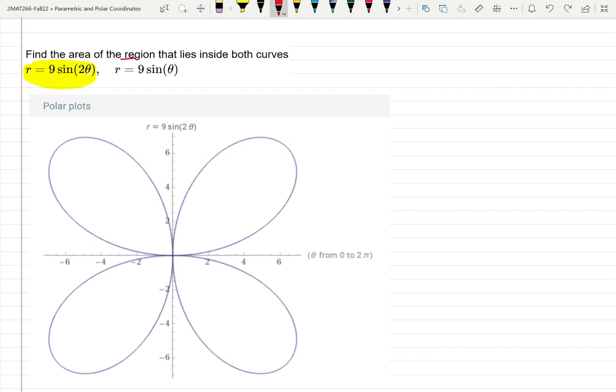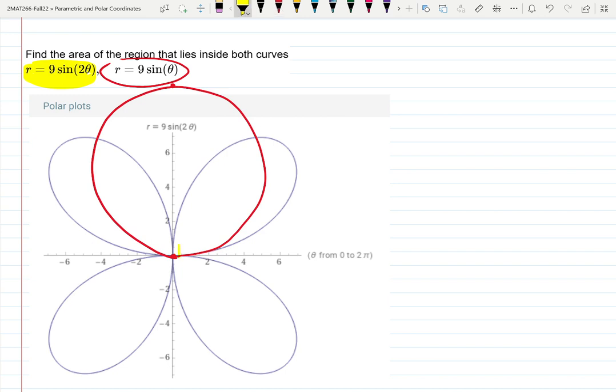But the other one is just a circle lifted up. At 0, it is 0. Then at pi over 2, it's 9. So it goes up till 9, like so. And basically, it's a huge circle. Let me beautifully create a circle for you. Look at this. Amazing. So they want us to find this area.